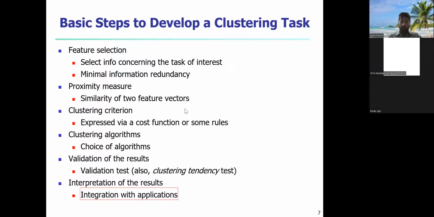And then, of course, that's pretty much it. After this, of course, you need to use the results in whatever application you want to use your results in. So we'll be discussing all of these steps in this section of our course.